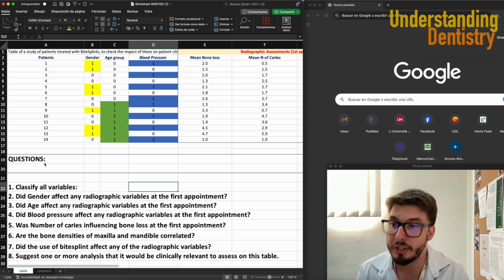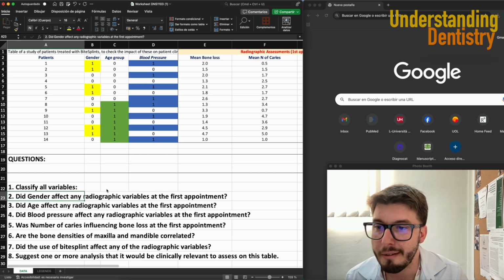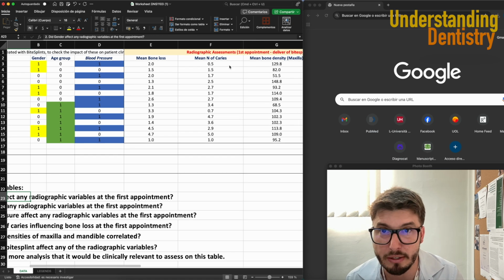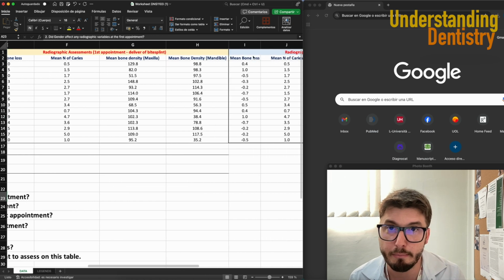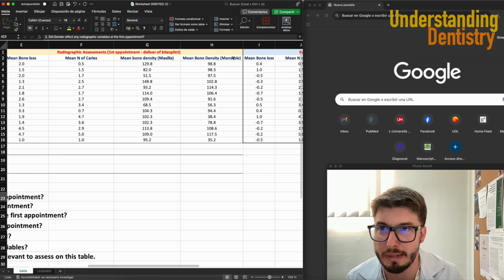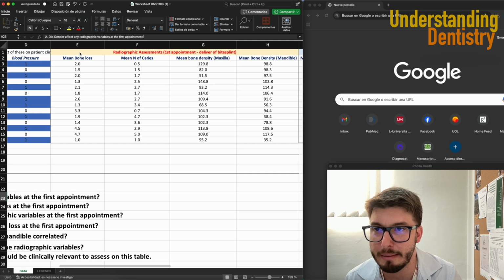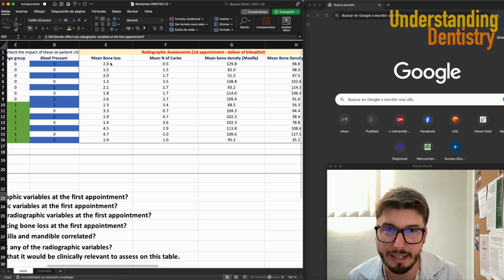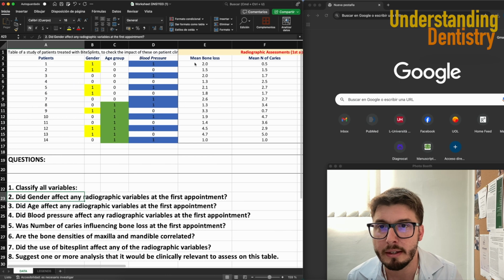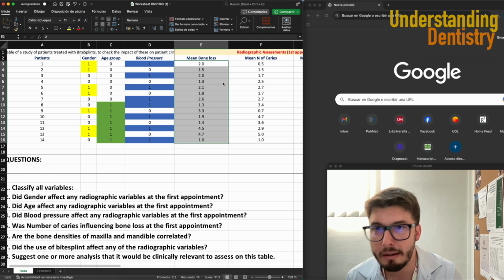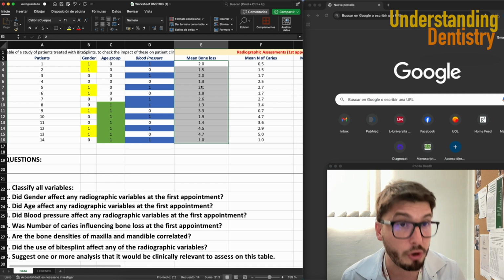So you want to compare the gender. Let's go for question number 2. For the radiographic variables at the first appointment, so I don't care about the blue area here, about after 1 year that the patient was using the bite splint. I just care about the first appointment. We have 4 variables to compare between the two genders, okay? So mean bone loss, let's start with this one. I need to compare this variable for the two genders. But first, I need to know the normality.